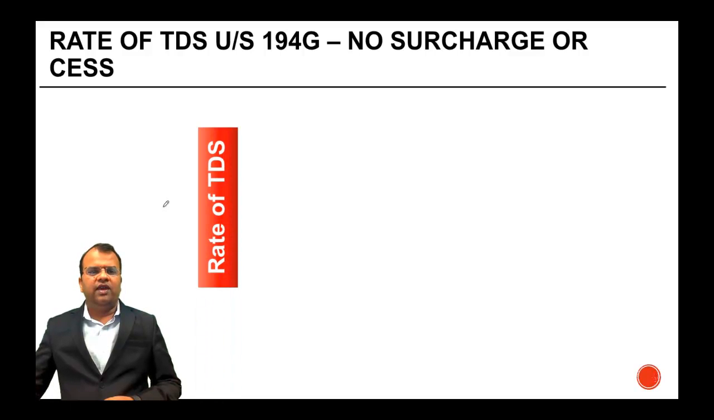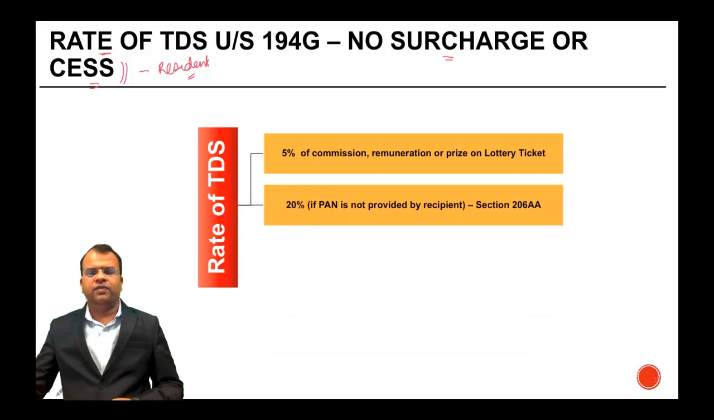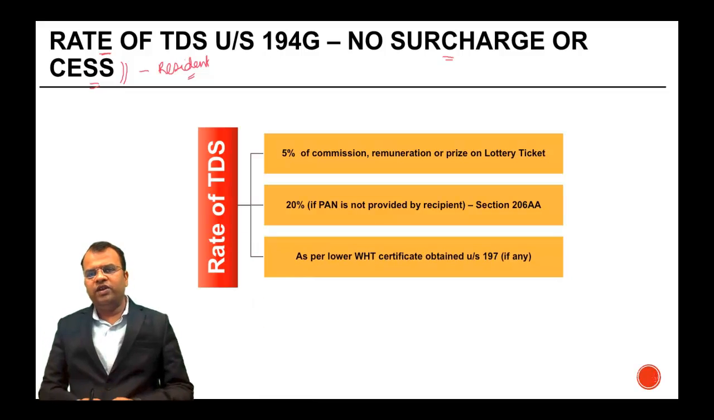Now, if you look at the heading where we are talking about the rate of TDS, the important point is that there is no surcharge or cess which has to be applied where the recipient is a resident. So the rate of TDS is 5% of commission, remuneration or prize money, 20% if the PAN is not provided by the recipient as per section 206AA, and as per the lower withholding tax certificate which might be obtained by the recipient under section 197.